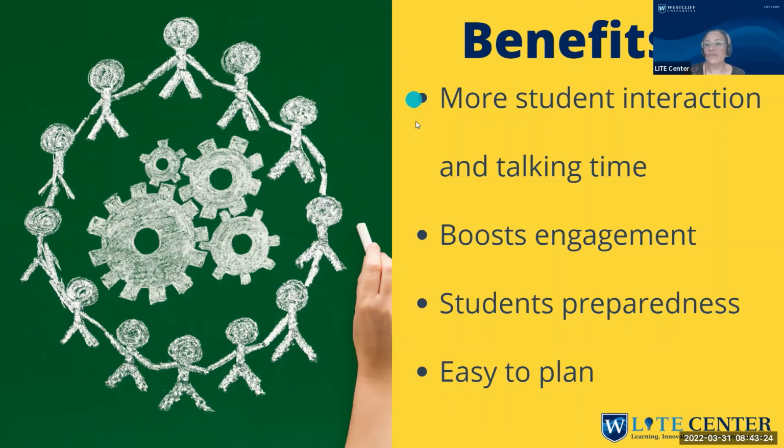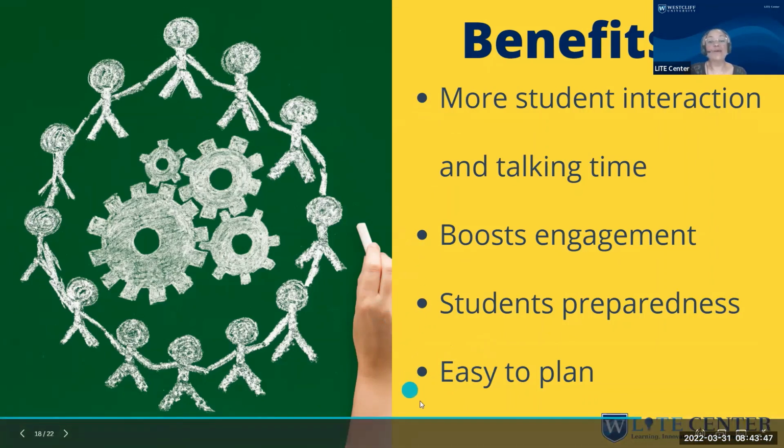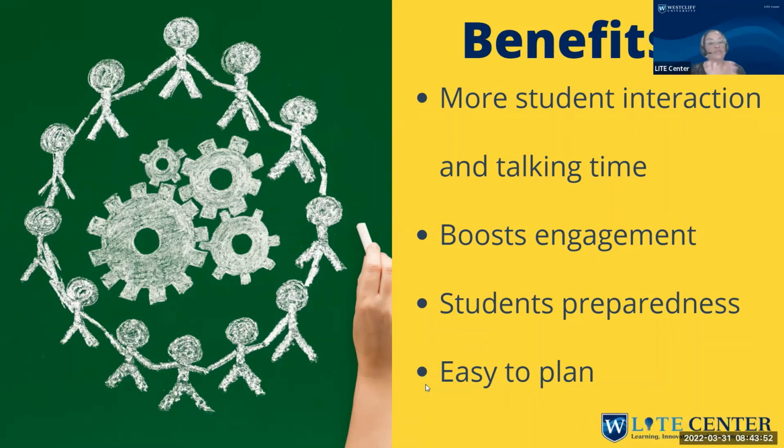So basically the benefits are that there is more interaction, and when you speak less as a professor, you give students more talking time. It absolutely boosts engagement, because students have a role and they actually need to, as we said before, not only take care of the product, but also the process. Students are prepared for this, and one thing that I really like is that it's very easy to plan. So the Think, Pair, Share is actually super easy to plan, and it gives you a good 20, 30 minutes of a class to work on this activity.